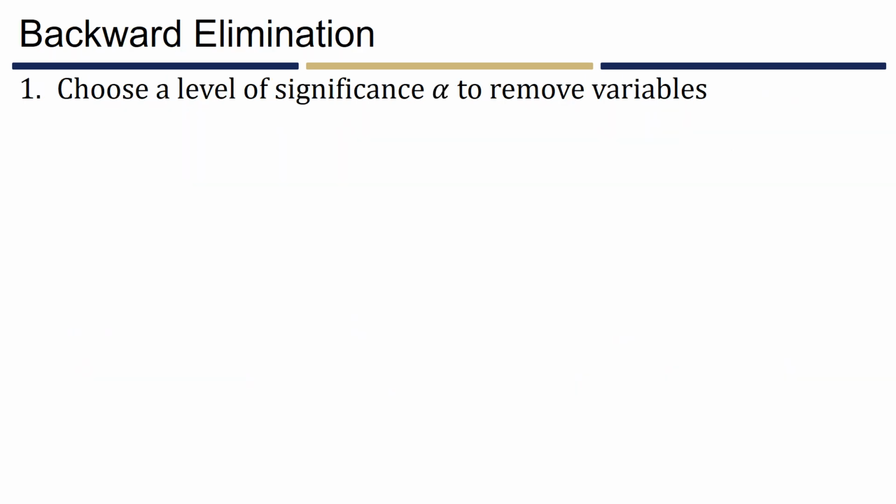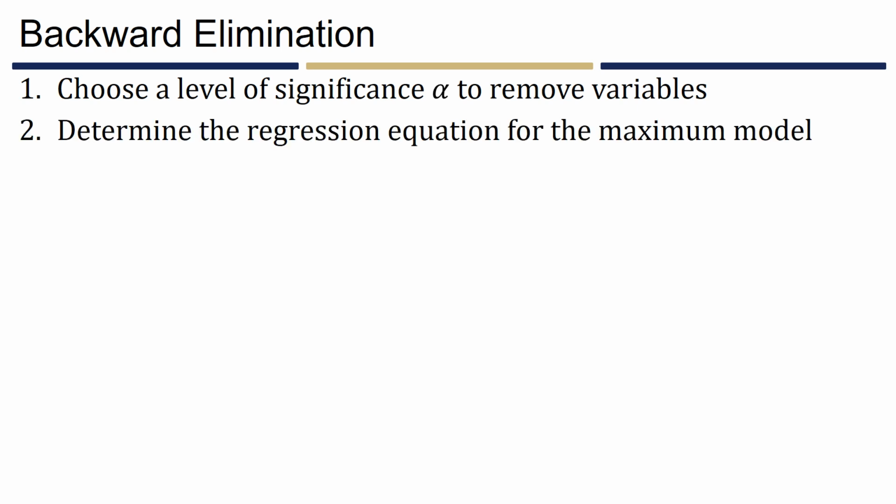Now, the backward elimination algorithm actually works in a very similar way to the forward selection algorithm, only, as you might guess, it works in reverse. What we do is, in step 1, we choose a level of significance, alpha, in order to remove variables. We then determine the regression equation for the maximum model. We fit the maximum model on our data.